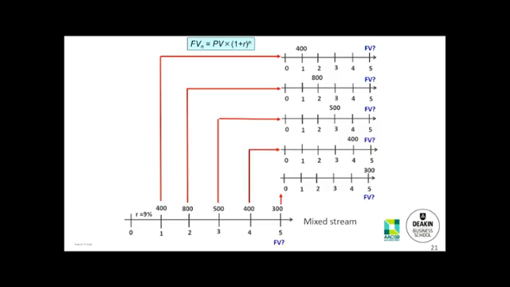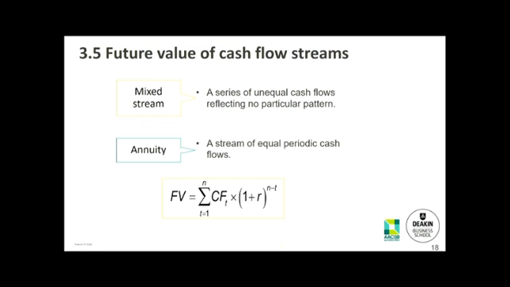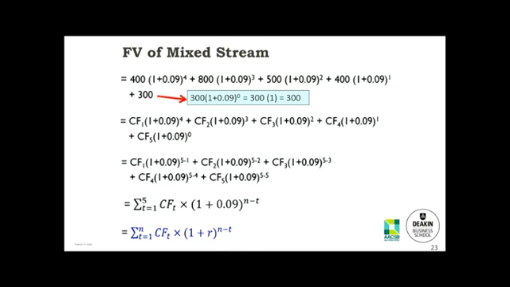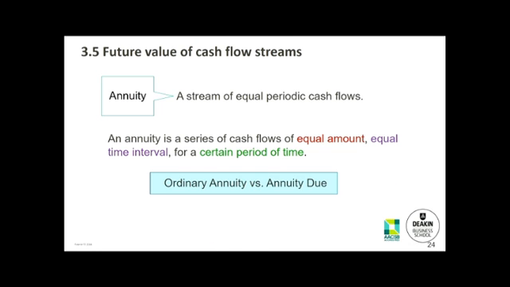Before that, do you remember in slide 18, we talked about the future value of cash flow streams. There are 2 different scenarios, right? The first scenario is mixed stream, the second scenario is called annuity. Now, let's talk about annuity. A lot of students feel scared about annuity, but in fact, it's very easy. Before we talk about annuity, let me talk about the meaning of annuity. Why do we need such a thing called annuity?